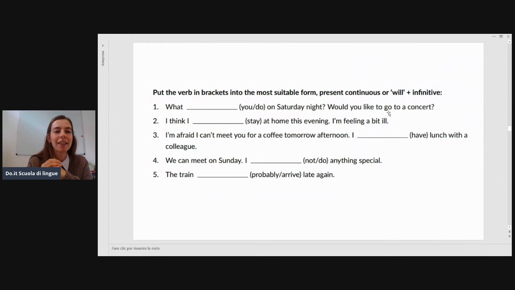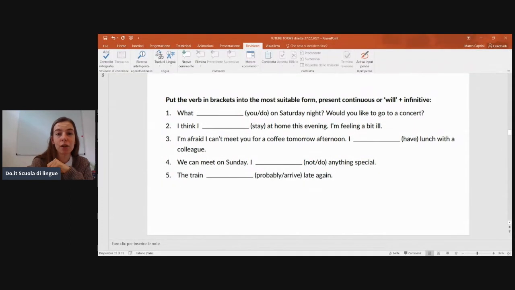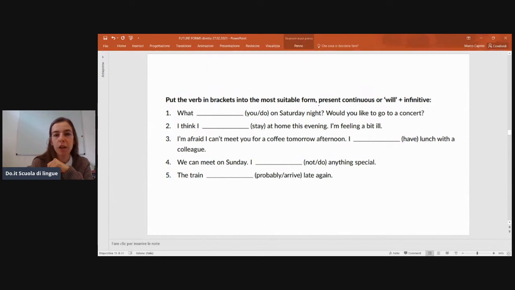Guys, your show time again. Let's comment in the comment section. We have to complete these sentences using the correct verb, and we have to use between present continuous or will, ok? Dopo will, ovviamente, non so se vi ho detto, dopo will usiamo il verbo nella forma infinita. Quindi non ci si aggiungono S in terza persona, niente, ok? So, what is the most suitable form here? Present continuous or will? So I'm going to read the first sentence for you.